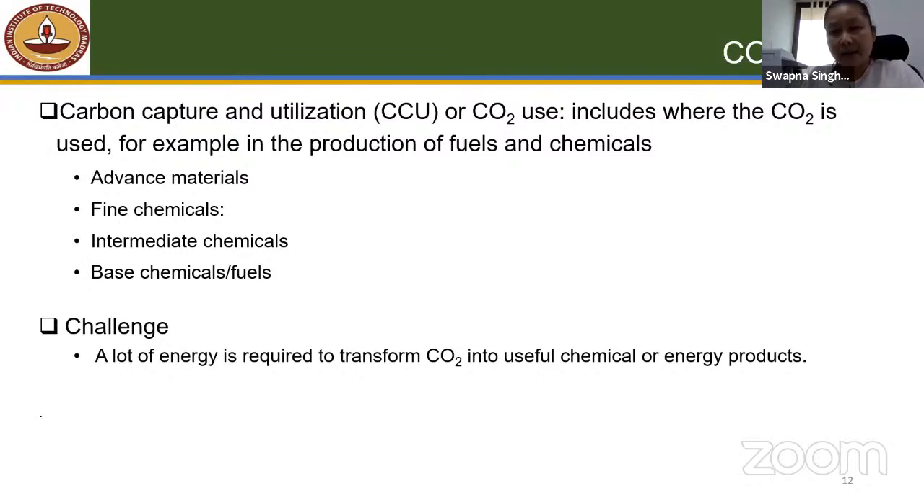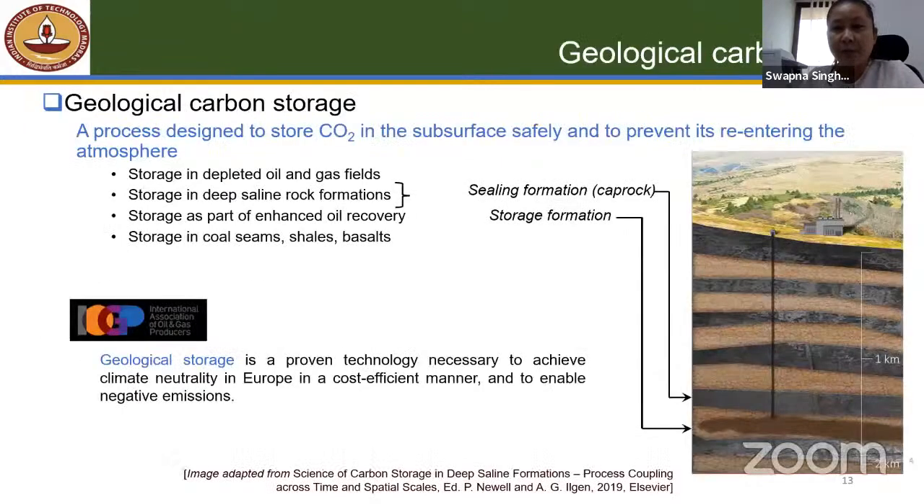Another technology, for the captured CO2, is to sequester, to store it. There are different ways to store CO2. One way is geological carbon storage. Most of you may be surprised: if we store CO2 underneath the earth, is it safe, or is it coming out? A lot of people might wonder, would you feel safe if we inject CO2 underneath your house or something like that?